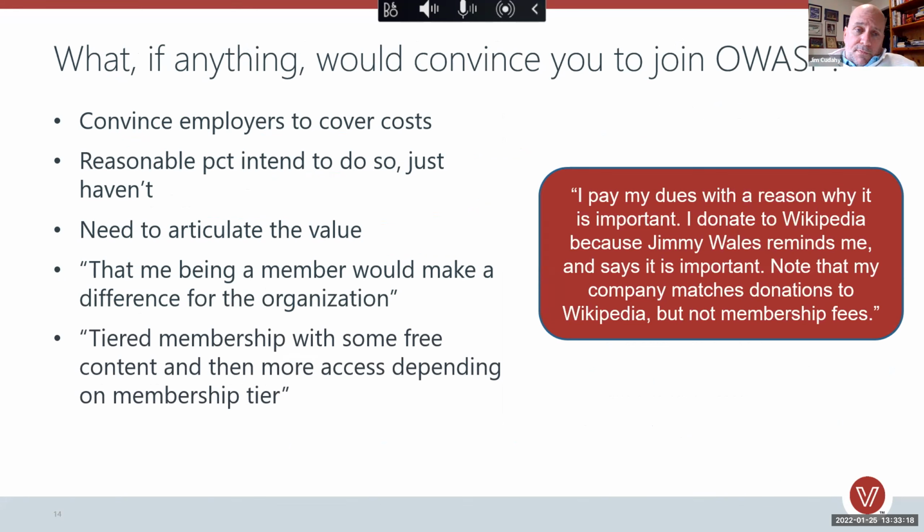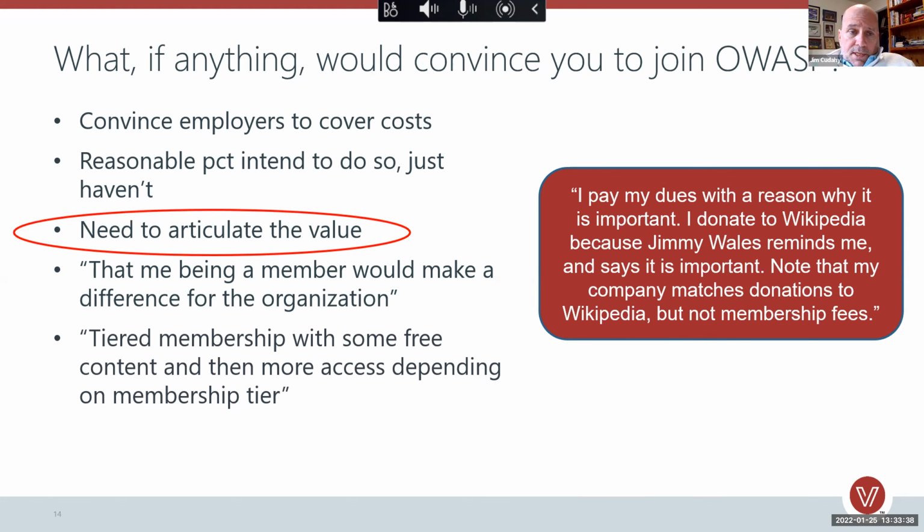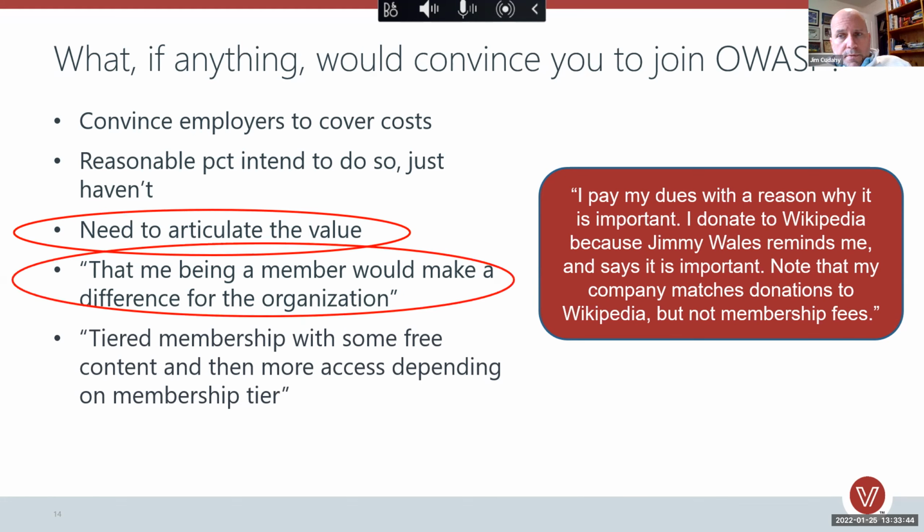We asked, what, if anything, would convince you to join OWASP? And there are lots of responses. So the answer is not nothing for the most part. There certainly is a portion of your prospect database who just wants things to be free. But nonetheless, the thing that really stood out to me was the need to articulate value. What they want to hear is that when I join, I'm going to be able to make an impact and a difference for the organization. And that is just great content, great messaging to bake into your membership recruitment.